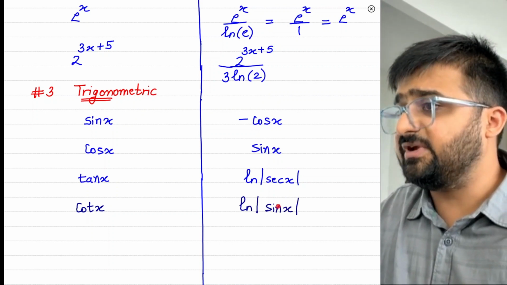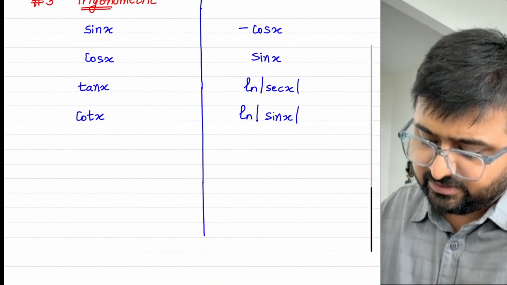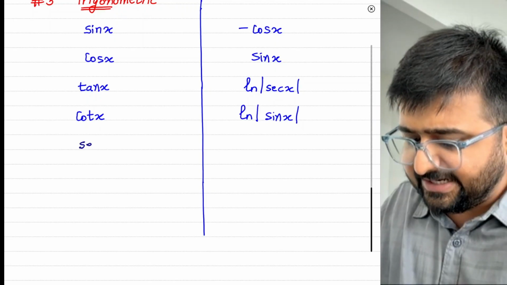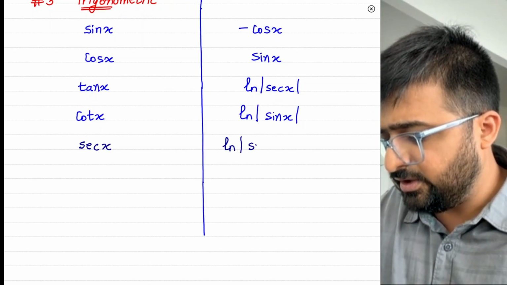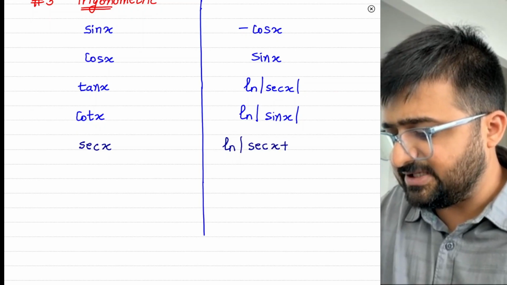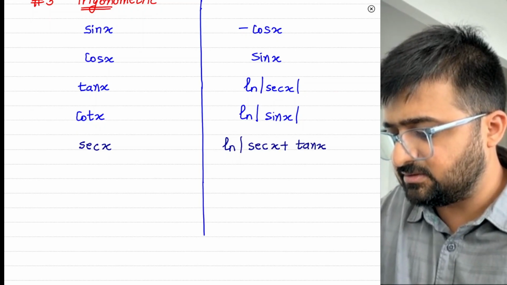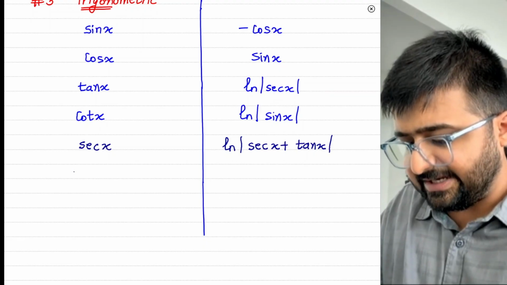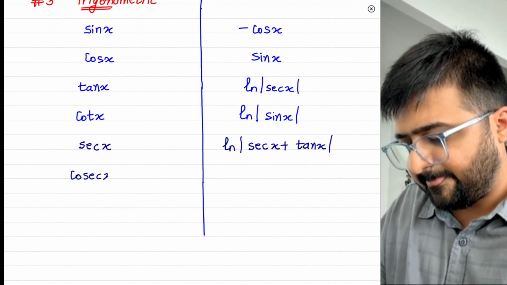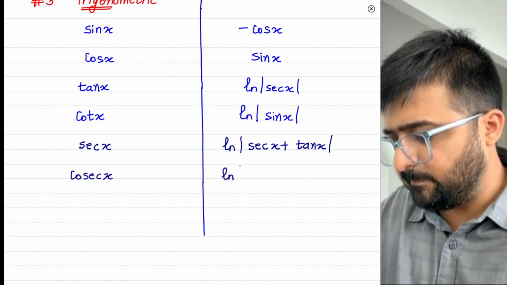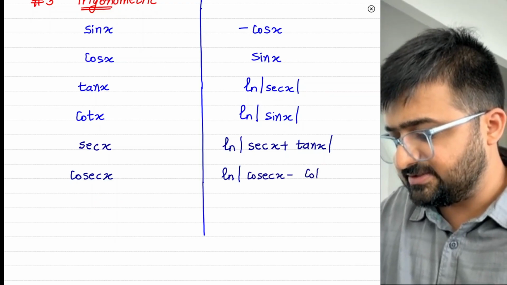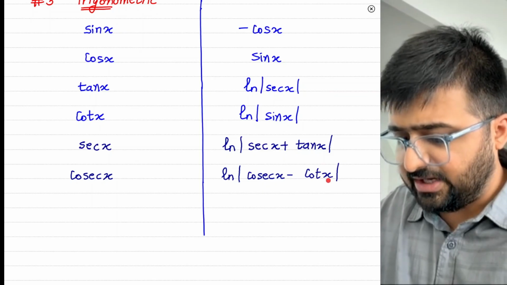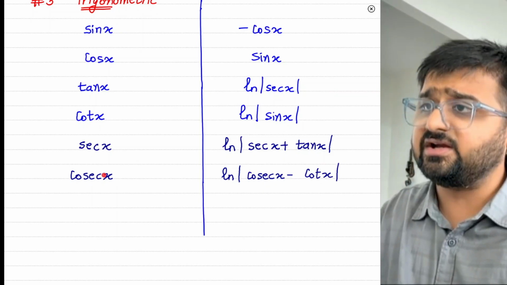Okay, so remember these integral formulas that we have over here. Then we have integral of sec x. Integral of sec x is nothing but ln mod sec x plus tan x. Integral of cosec x is nothing but ln mod cosec x minus cot x. Okay, I think we covered all the 6 trigonometric functions.